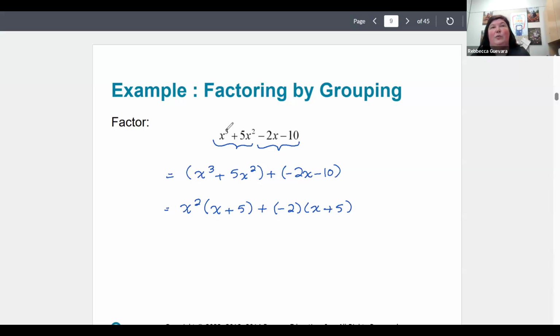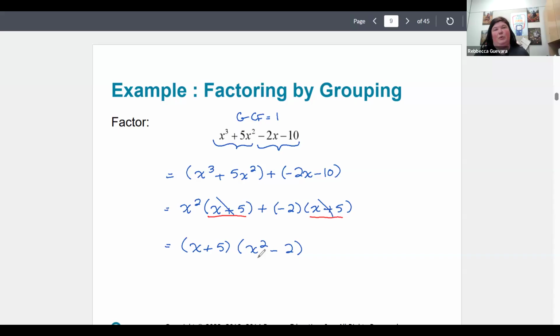So here individually, there wasn't a GCF other than 1, because not everything has an x, not everything has a 2, not everything has a 5. So we don't have any common factors here. But with this grouping we see now, we do have a common factor: x plus 5. Like we saw before, I can factor out the x plus 5, and then what's left over would be that x squared, and what would be left over here is that minus 2.